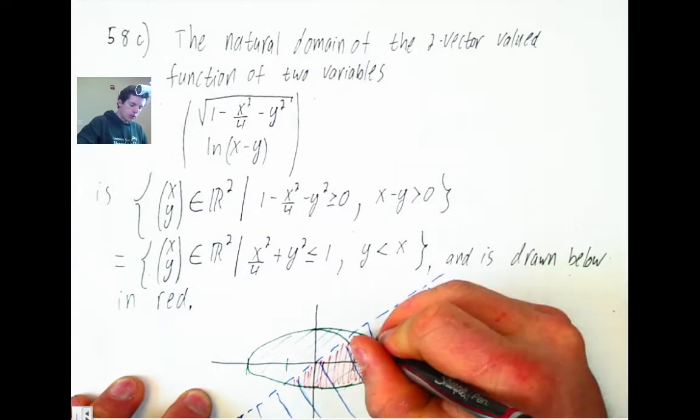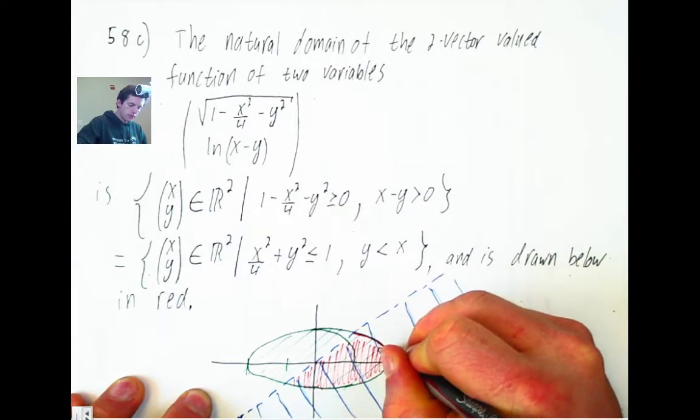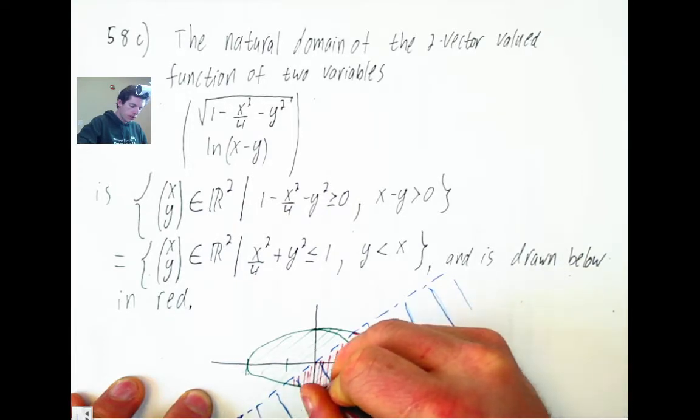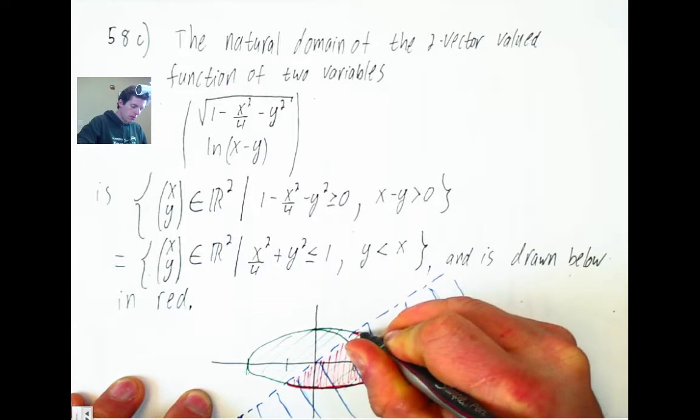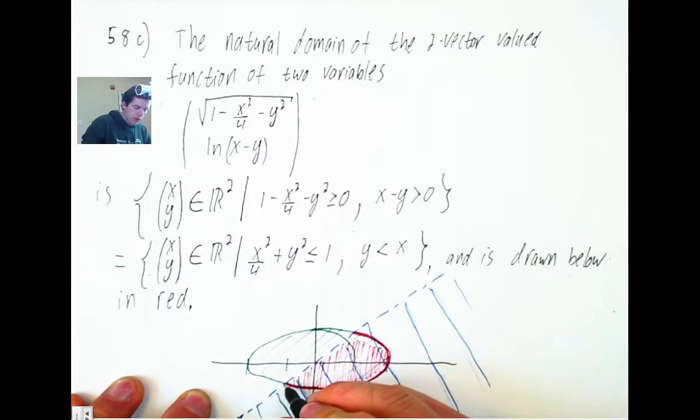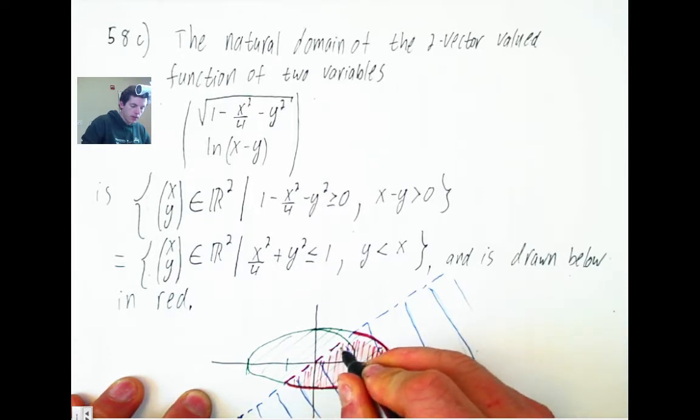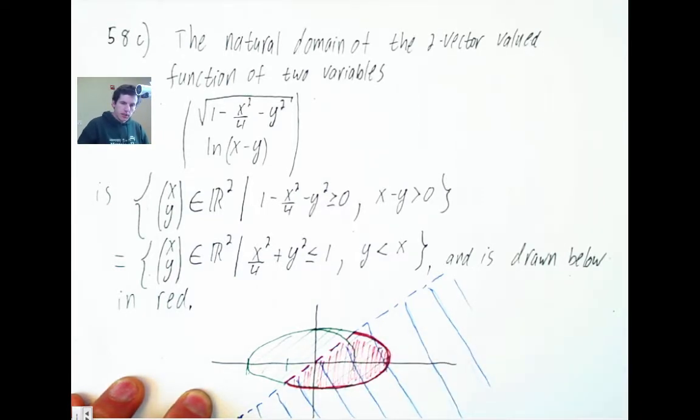And it will include the boundary over here, so I'll redraw that boundary in red. But it will not include this boundary where we had a dashed blue line, so I'll make a dashed red line on top of the dashed blue line. Okay, and that would be the domain of this function.